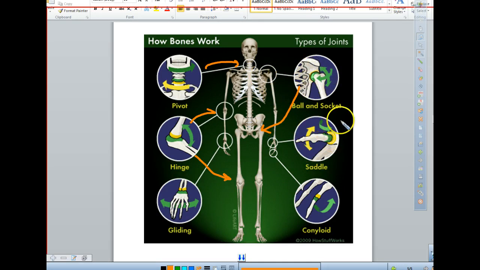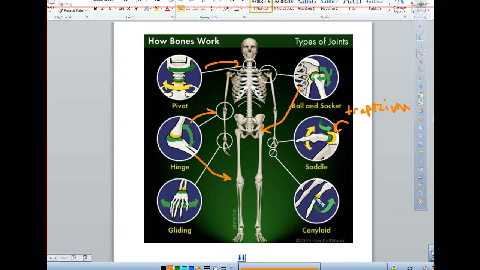The saddle. Now, remember I had you learn the trapezium. Well, that's because it forms the saddle joint. That's the example of the saddle joint. So there we go, the trapezium. And then the last one is a condyloid, which is probably the only one that you don't know.